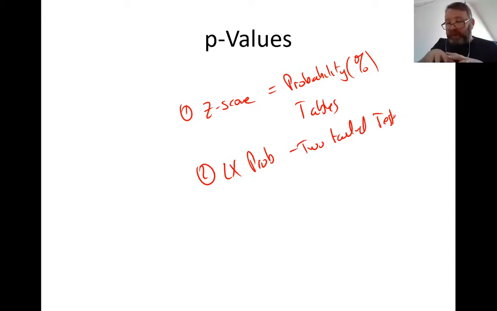Now, why are p-values used? P-values are only used if the z-score falls into the critical region. You won't talk about p-values when you're inside the non-critical region, for the very simple reason that if you're inside, you retain. It's only when you reject that you use the p-values.